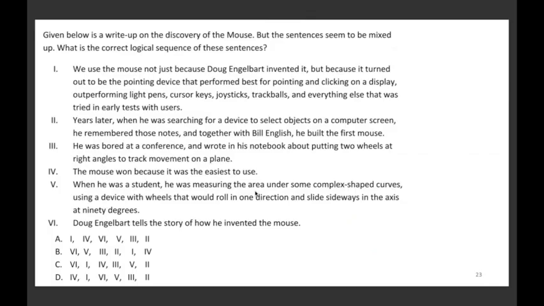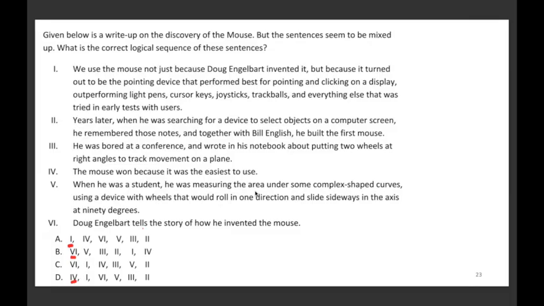Given below is a write-up on the discovery of the mouse, but the sentences seem to be mixed up. What is the most correct logical sequence of these sentences? Okay, so we'll look at the options. The first is either 4 or 1, 4 or 6. 1 says we use the mouse not because this person invented it, but because it turned out to be the pointing device that performed best for pointing and clicking and all other operations. 4 says the mouse won because it was the easiest to use, and 6 says this person, Engelbart, tells the story of how he invented the mouse.